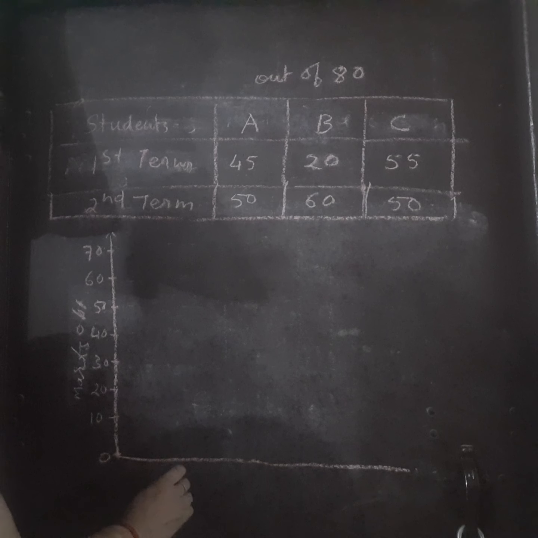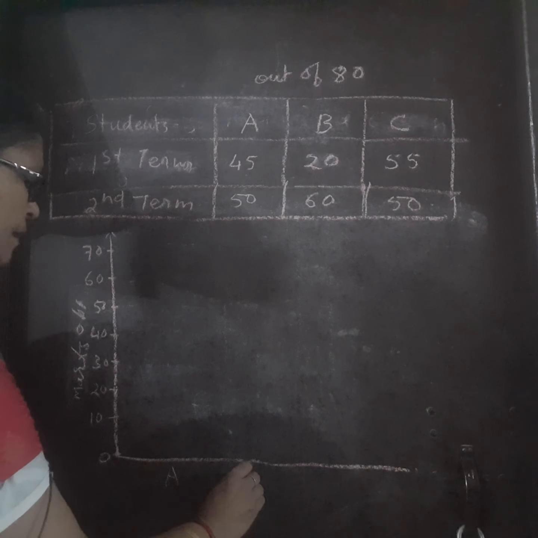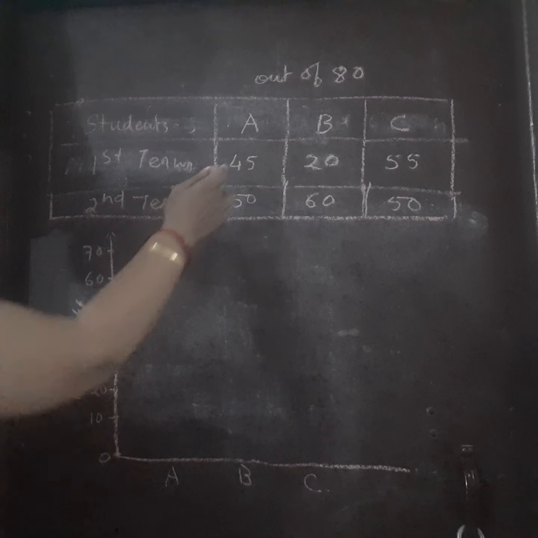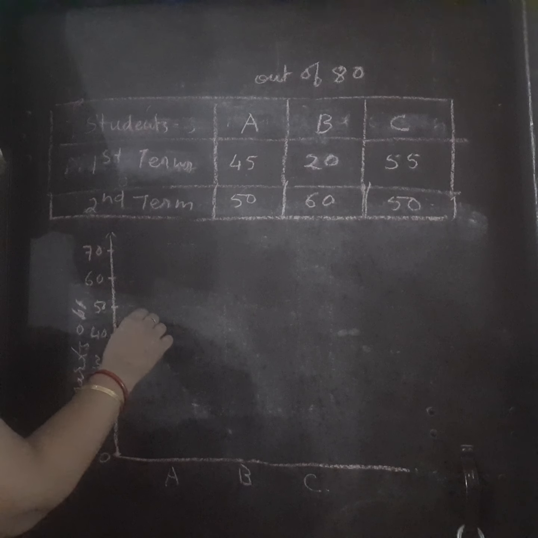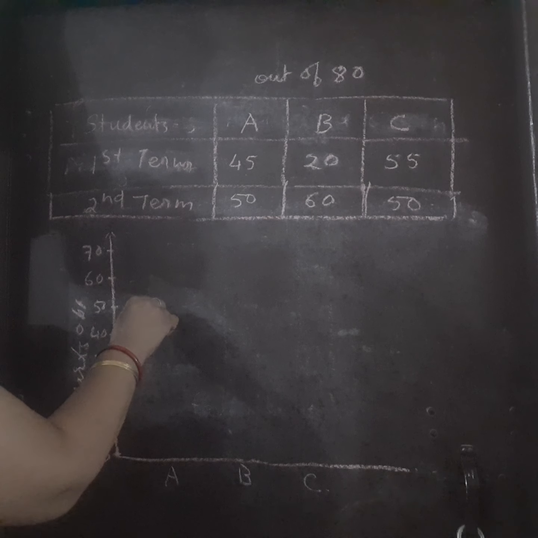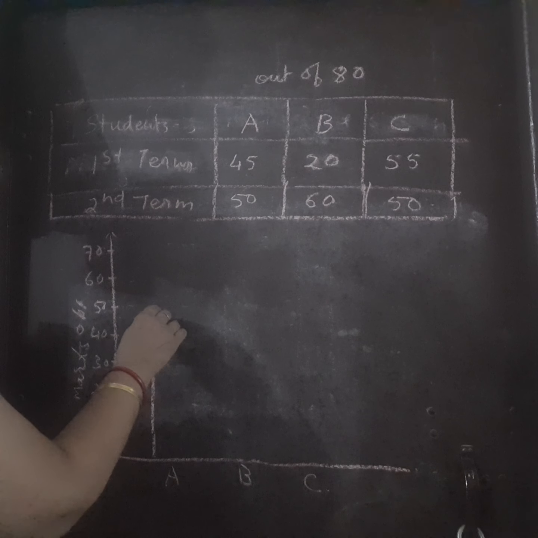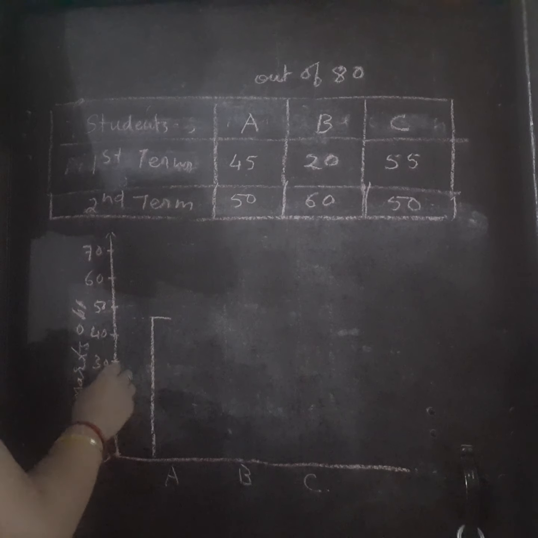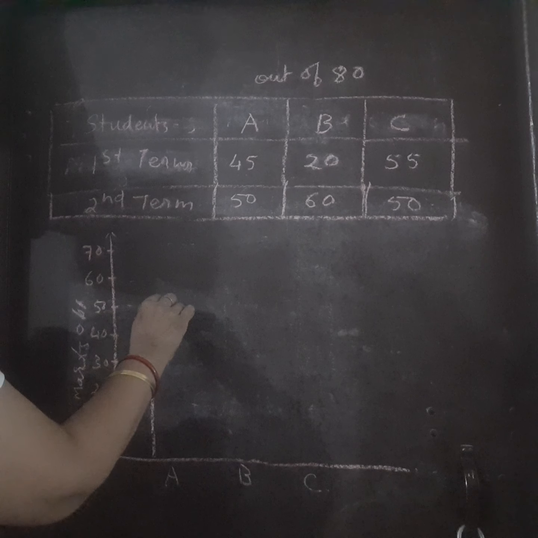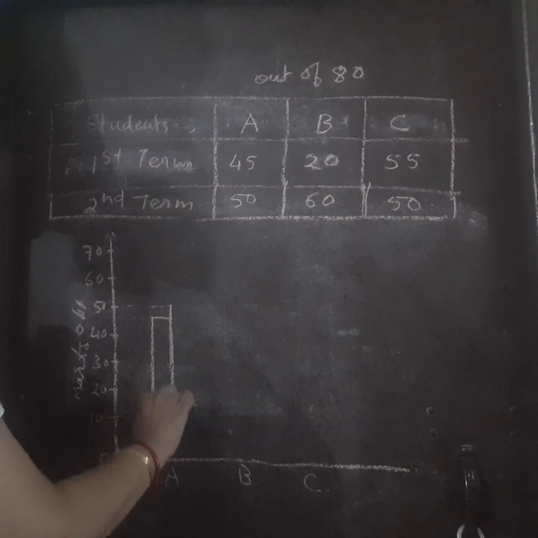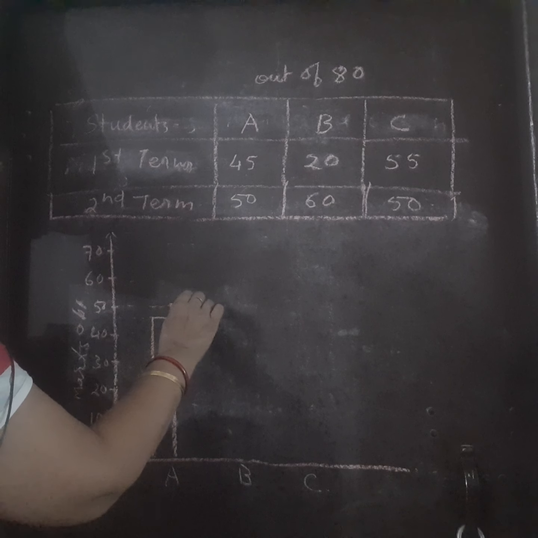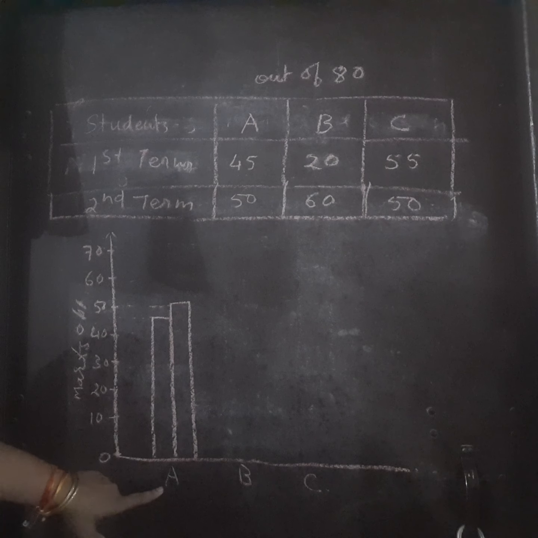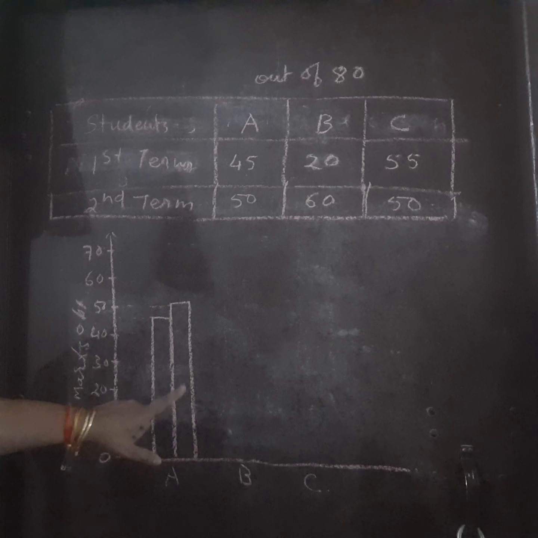Now here students, that is student A, student B and student C. In first term student A got 45 marks, so 45 will be somewhere here. But in second term A got 50 marks, so 50 is here. So this is your double bar graph showing marks obtained by A in first term and second term.